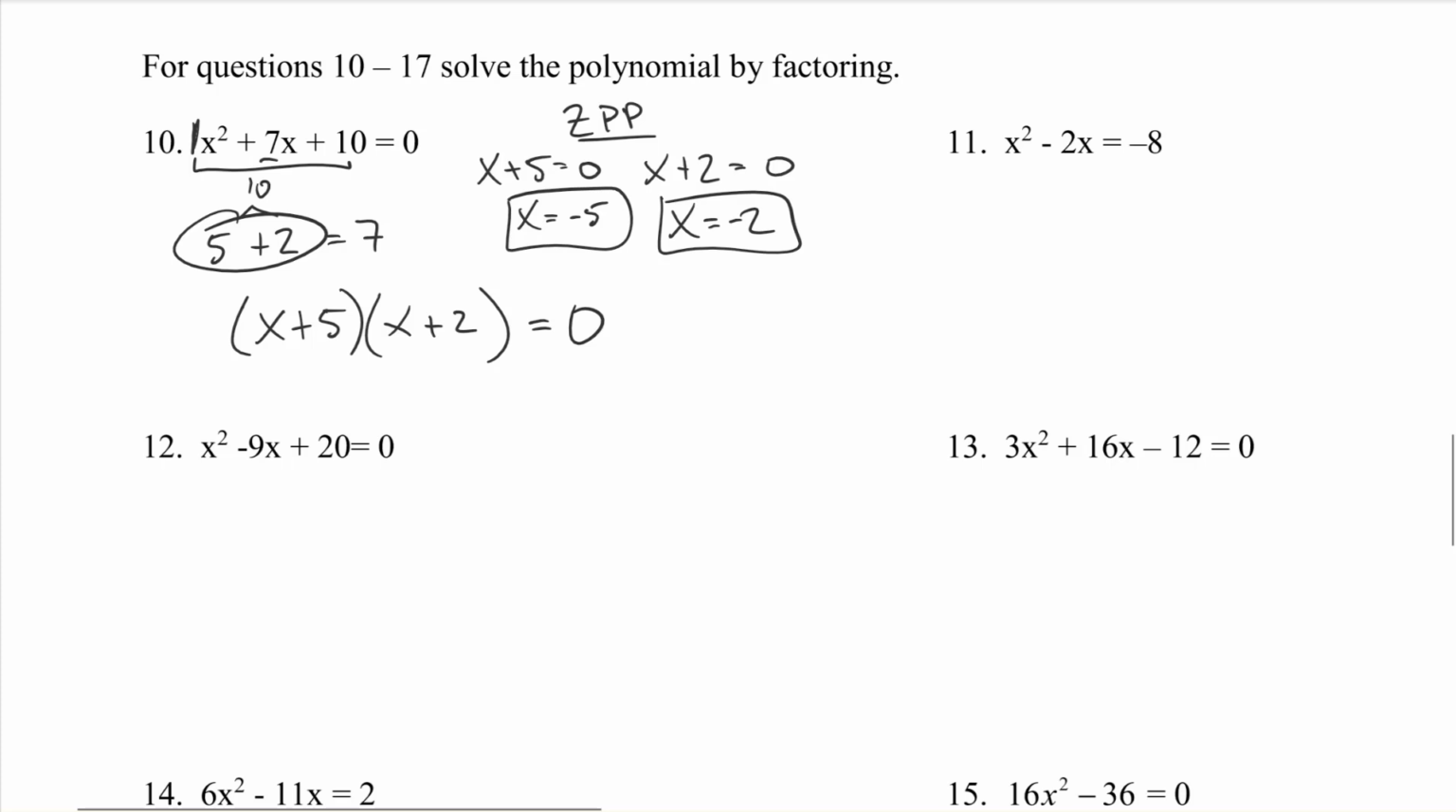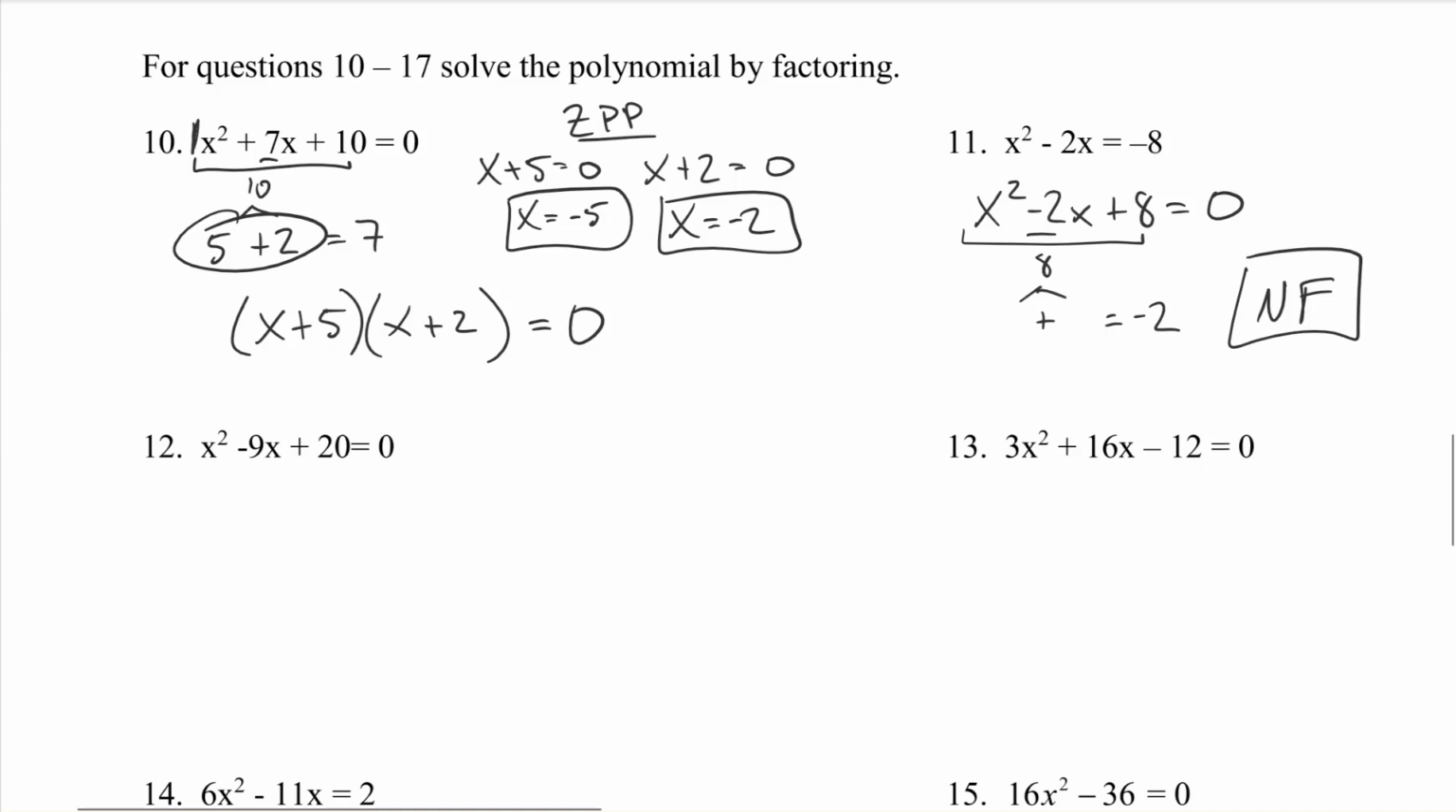Same thing on 11, except we need to set it equal to 0 first, so this is the same as x squared minus 2x plus 8 equals 0. So now we're looking for factors of 8 that add together to make negative 2. So what are factors of 8 that add together to make negative 2? Do we have any factors of 8? Can I make a positive 8 and add together to make a negative? I'd need to have 2 negatives, right? And I can't have 2 negatives that only add to make a negative 2, so this is going to be not factorable.